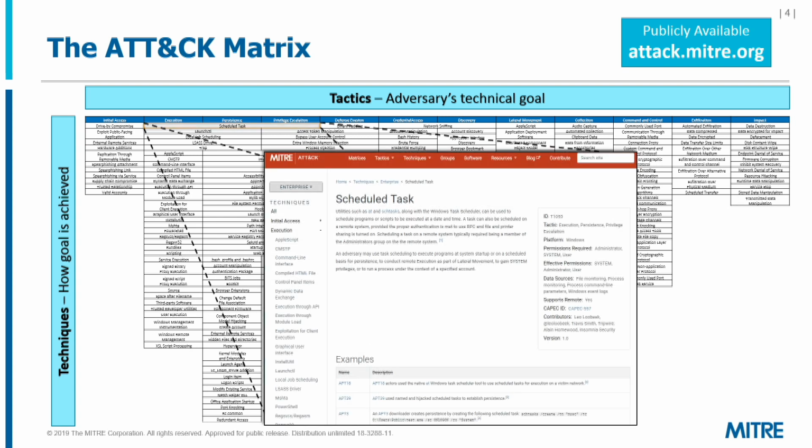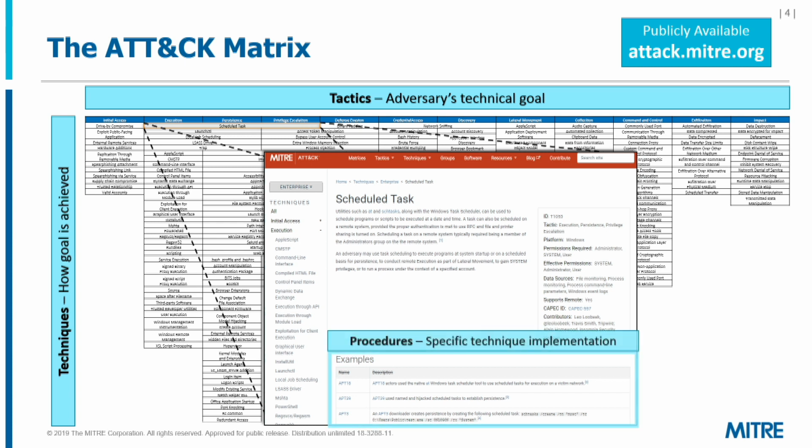And as an example, here is scheduled task. In the ATT&CK framework, we enumerate the TTPs at a really high level. We also include a little bit of prose about it here, some other metadata you probably can't read off to the side, and then procedures, including specific technique implementations and examples of adversaries that have used this technique, as well as software that adversaries use to achieve this technique.